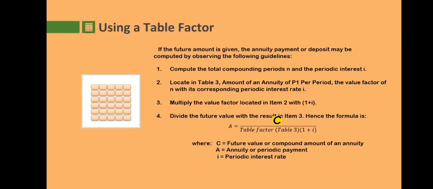Hence, the formula is A is equal to C over table factor of table 3 times the quantity of 1 plus I, where C is the future value or compound amount of an annuity, A is the annuity or periodic payment, and I is the periodic interest rate.